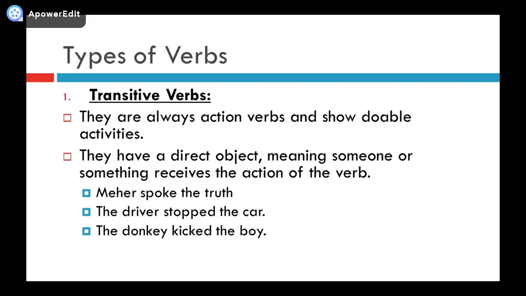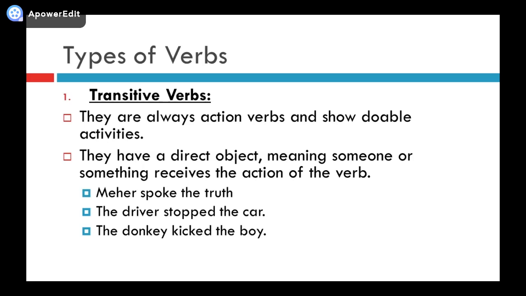Now, transitive verbs. What are transitive verbs? They are always action verbs and show doable activities. So everything that can be done in an action form, speaking, driving, thinking, cooking, these are all your transitive verbs. What happens? The action is being transferred. That's why these are called transitive verbs. They have a direct object, meaning someone or something receives the action of the verb.